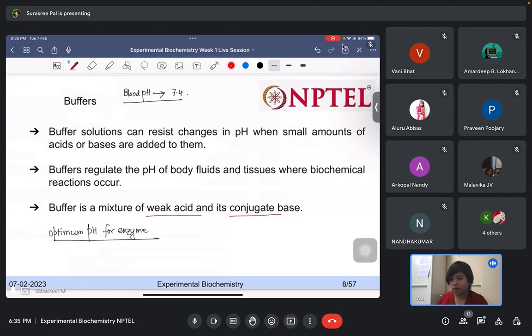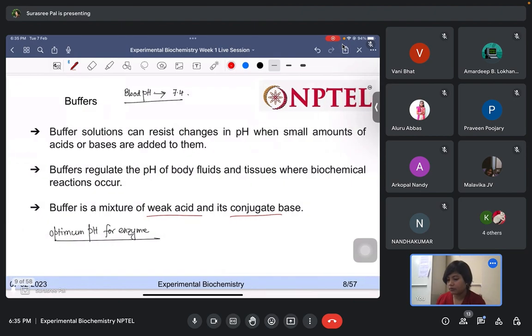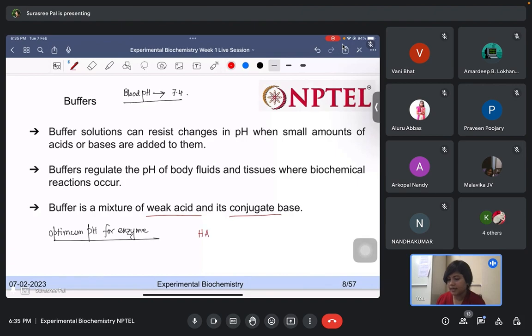So what is a conjugate base? For example, if HA is an acid, when it dissociates, it gives H plus ion and A minus conjugate base. So this is the conjugate base. So if HCl is the acid, then Cl minus is the conjugate base, right? So a buffer is a mixture of weak acid and its conjugate base.